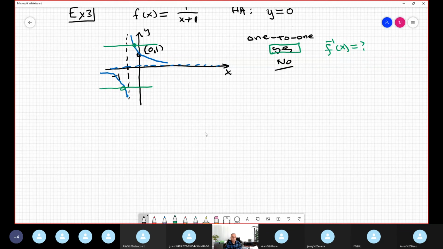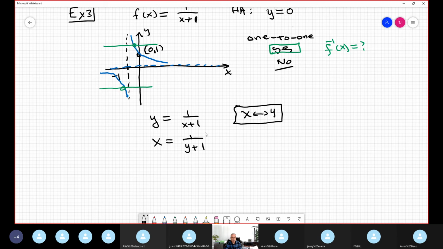This is y equals 1 over x plus 1. I copy the original, but I replace the function notation with y because it's more comfortable for me. Interchange x and y. So you have x equals 1 over y plus 1. Voila! This is my inverse, but not in explicit form. I need it explicit. Okay, I try to use my skill in algebra to isolate y.